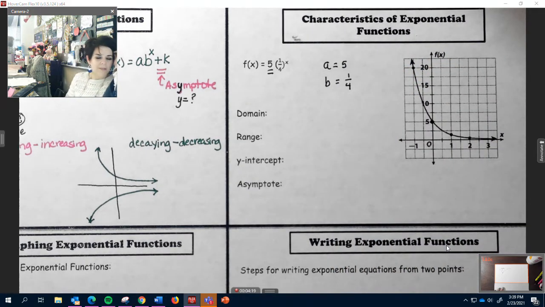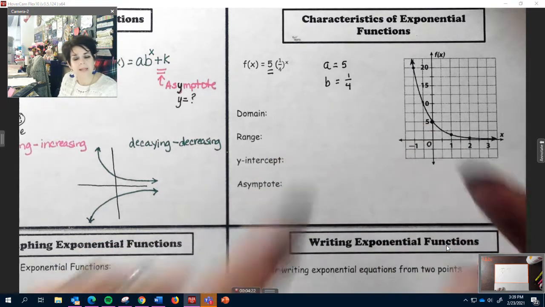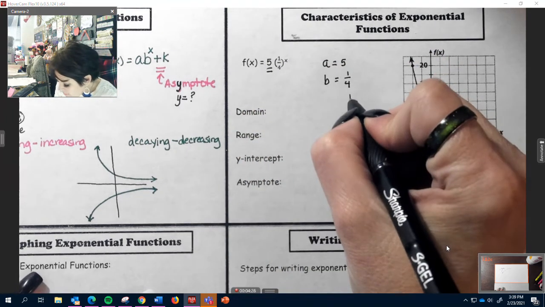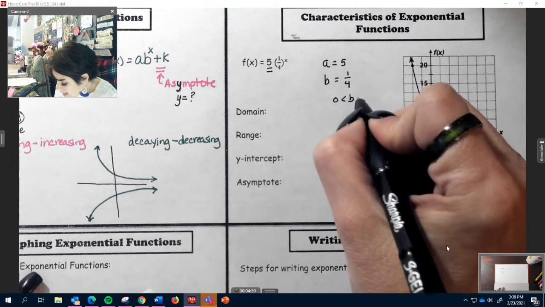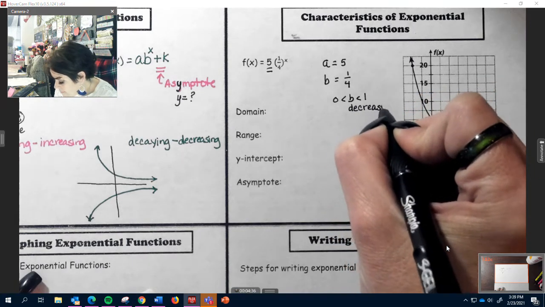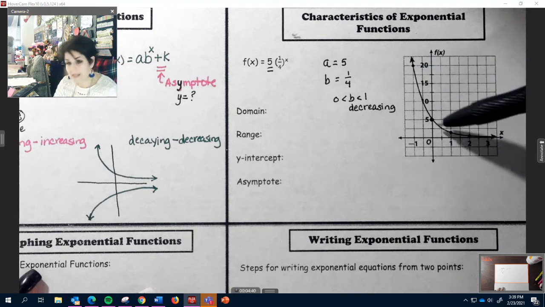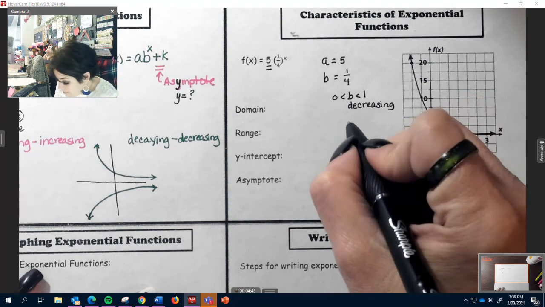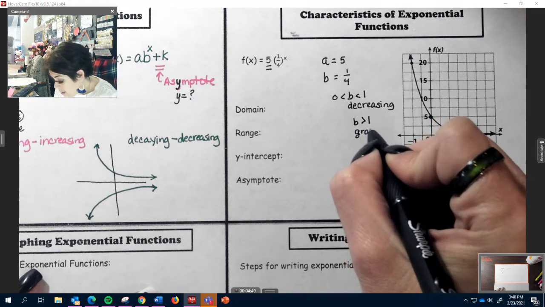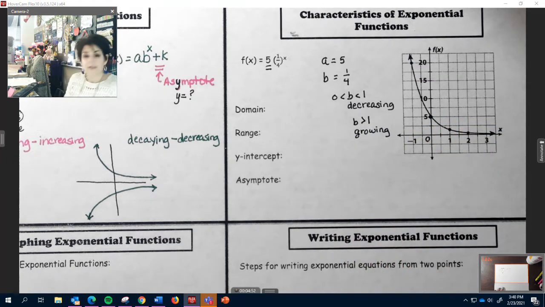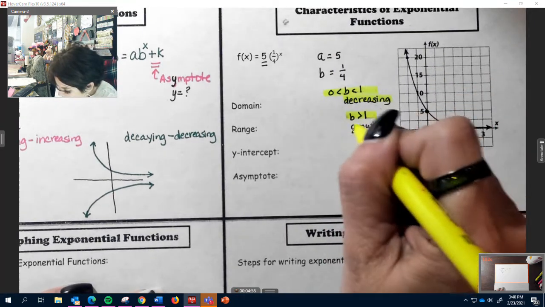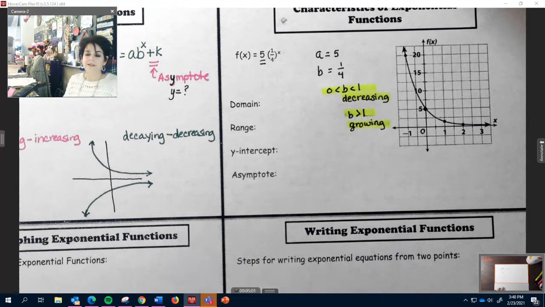Something we haven't really talked about much in my class is if b is between 0 and 1, it's a decreasing graph. So if b is between 0 and 1, then it's a decreasing graph, which this is going down, so it's decreasing. But if b is greater than 1, it's a growing graph or an increasing graph. Okay, those are just some things right there that, you know, you might put those somewhere on your paper. Those are just some fun facts. You can always throw it in your calculator and graph it and you'll be fine.